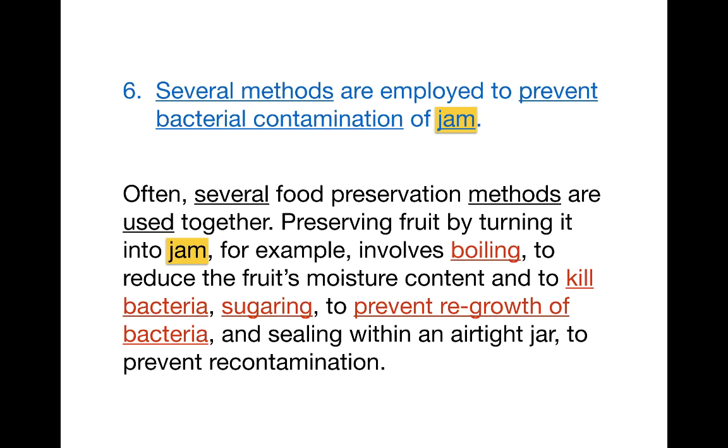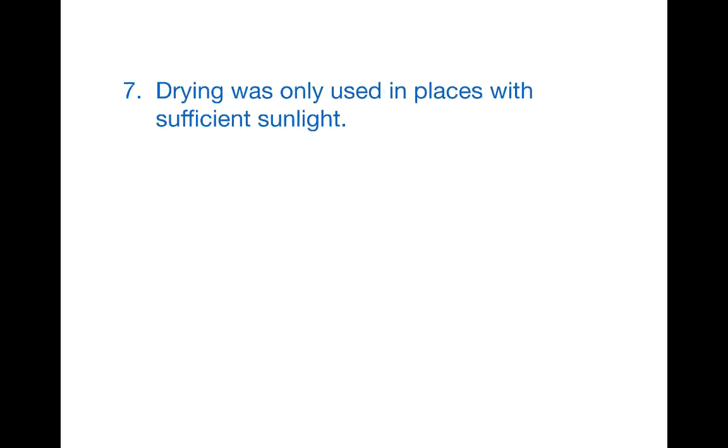Boiling to kill the bacteria, sugaring to prevent regrowth. So the answer is true. Several methods are used to prevent bacterial contamination of jam. That's the first answer done. Let's move on to question 7.